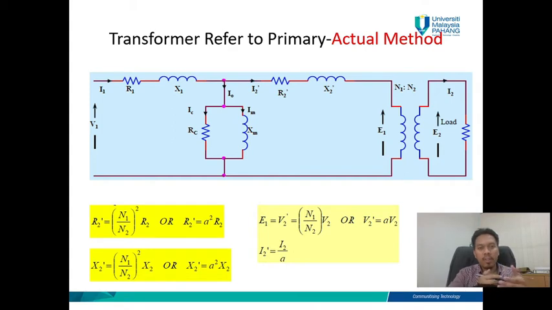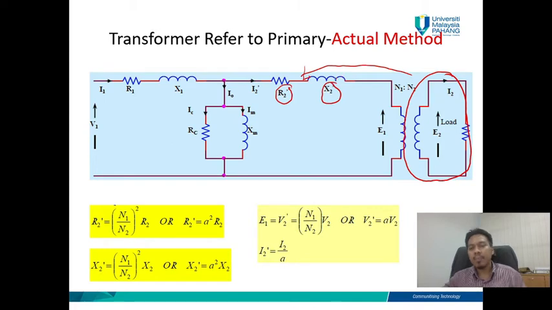For the transformer referred to the primary using the actual method, as can be seen in the figure, all the secondary side parameters of the transformer have been moved to the primary side. So all the elements, R2 and X2, are moved to the primary side, and they are represented by R2 prime and X2 prime. All the impedance and reactance in the secondary is moved to the primary.